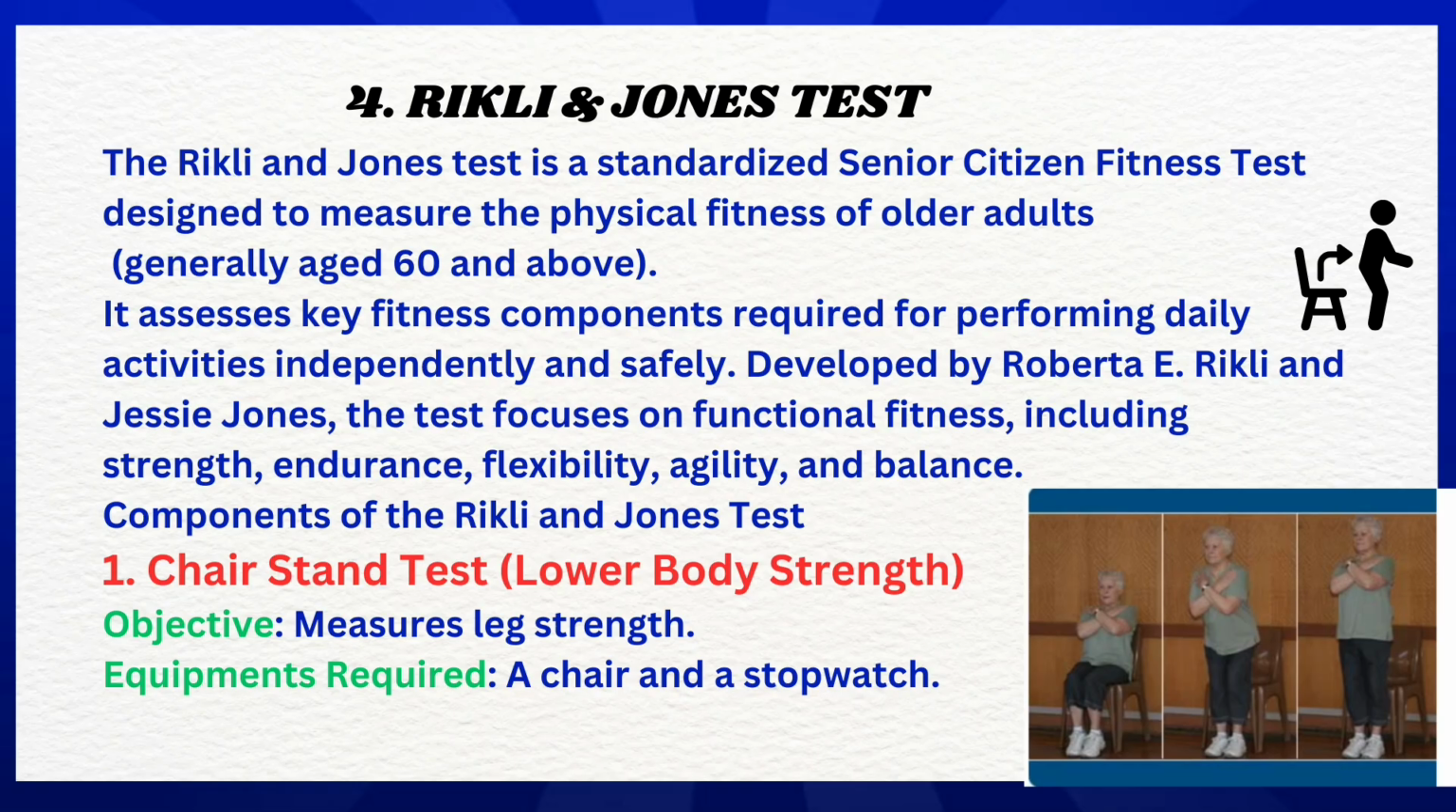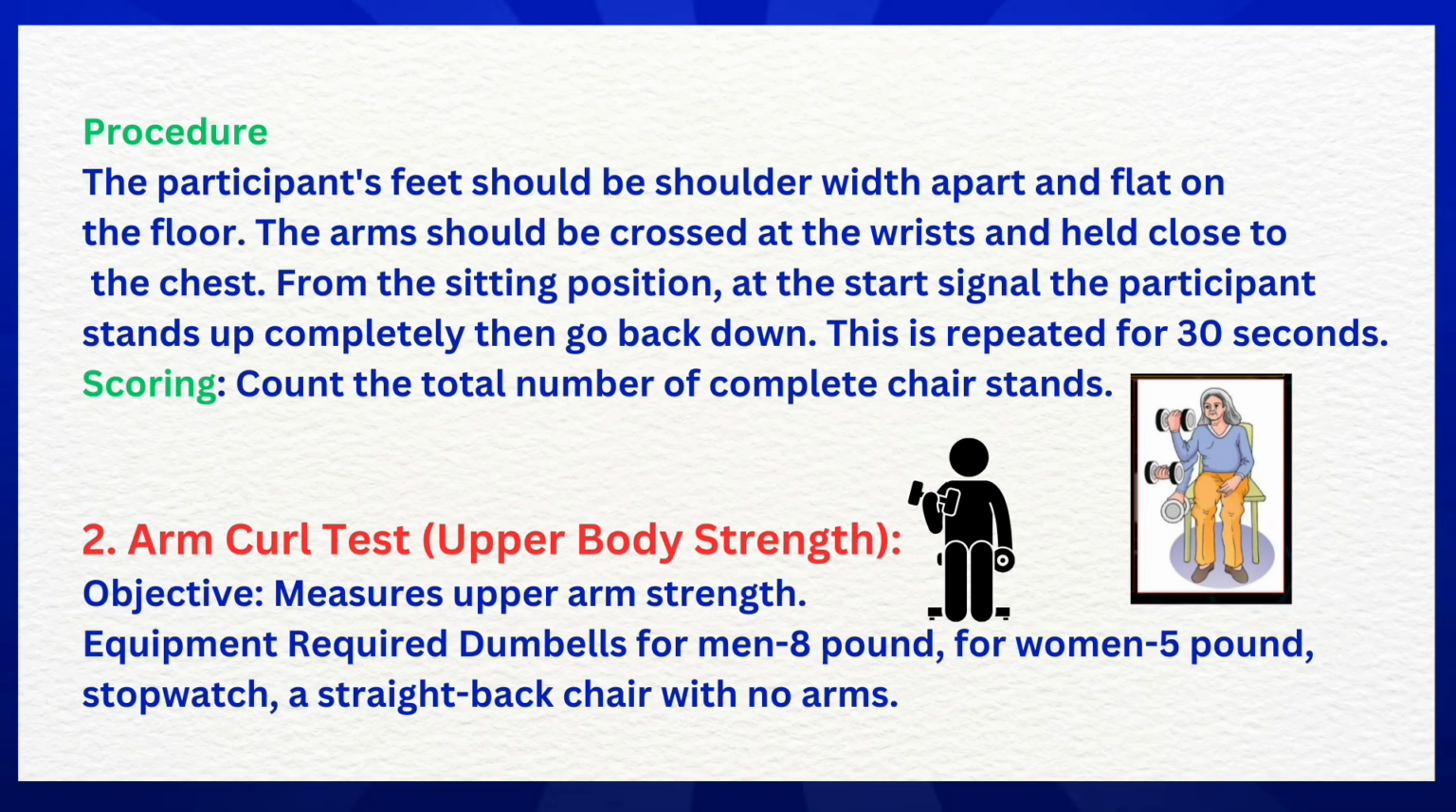1. Chair stand test. Objective: measures leg strength. Equipment required: a chair and a stopwatch. Procedure: the participant's feet should be shoulder width apart and flat on the floor. The arms should be crossed at the wrists and held close to the chest. From the sitting position, at the start signal the participant stands up completely, then goes back down.